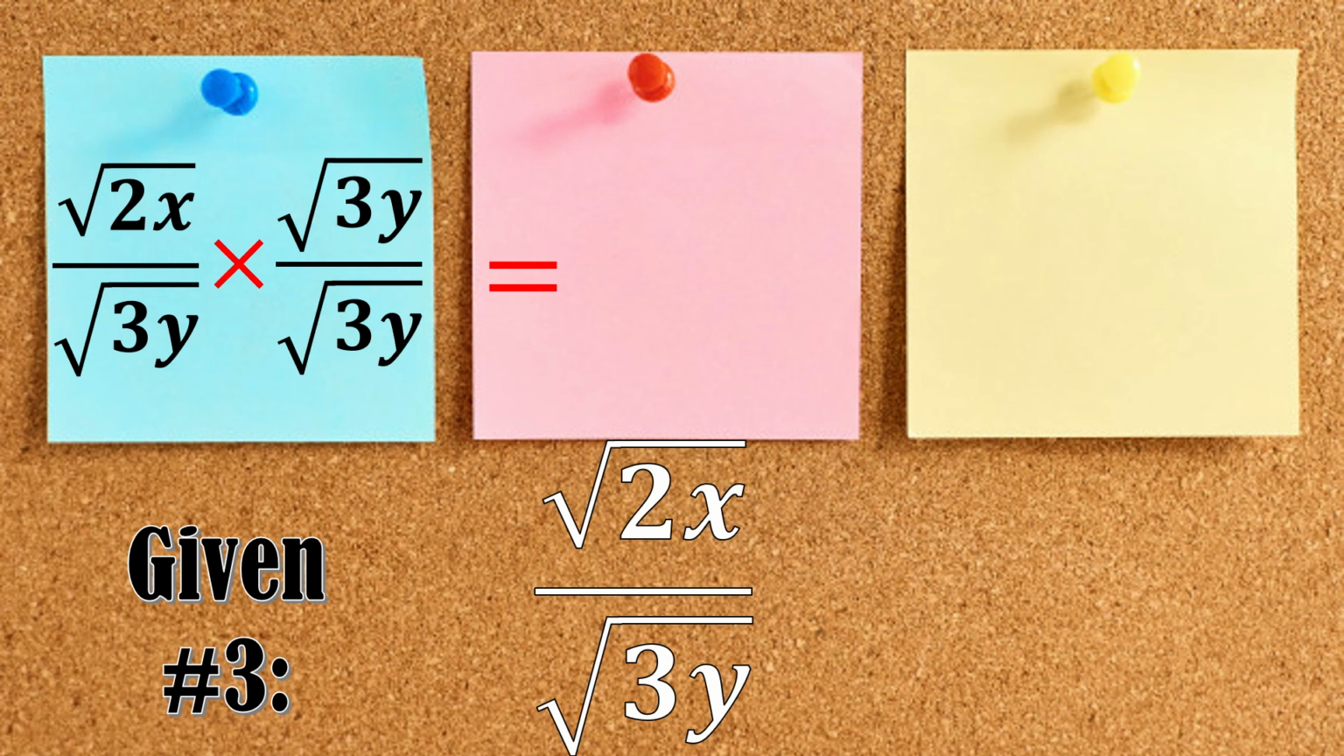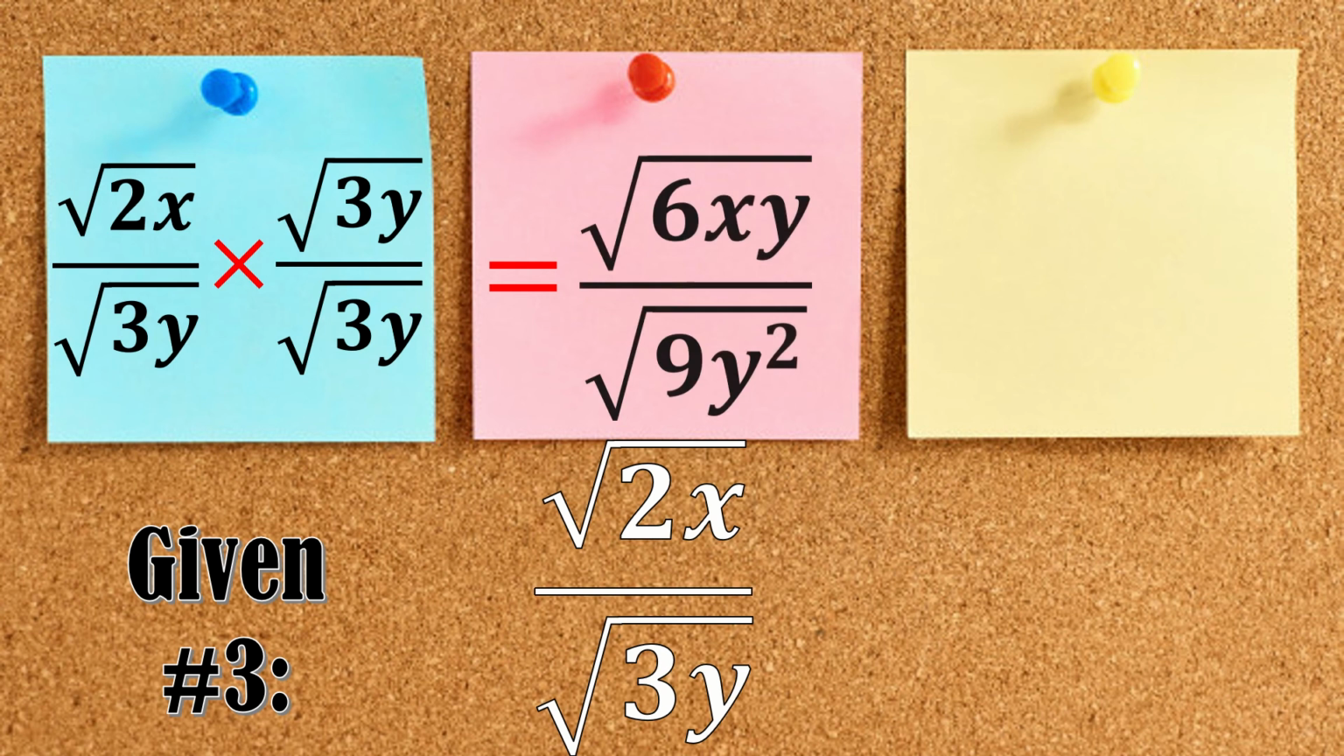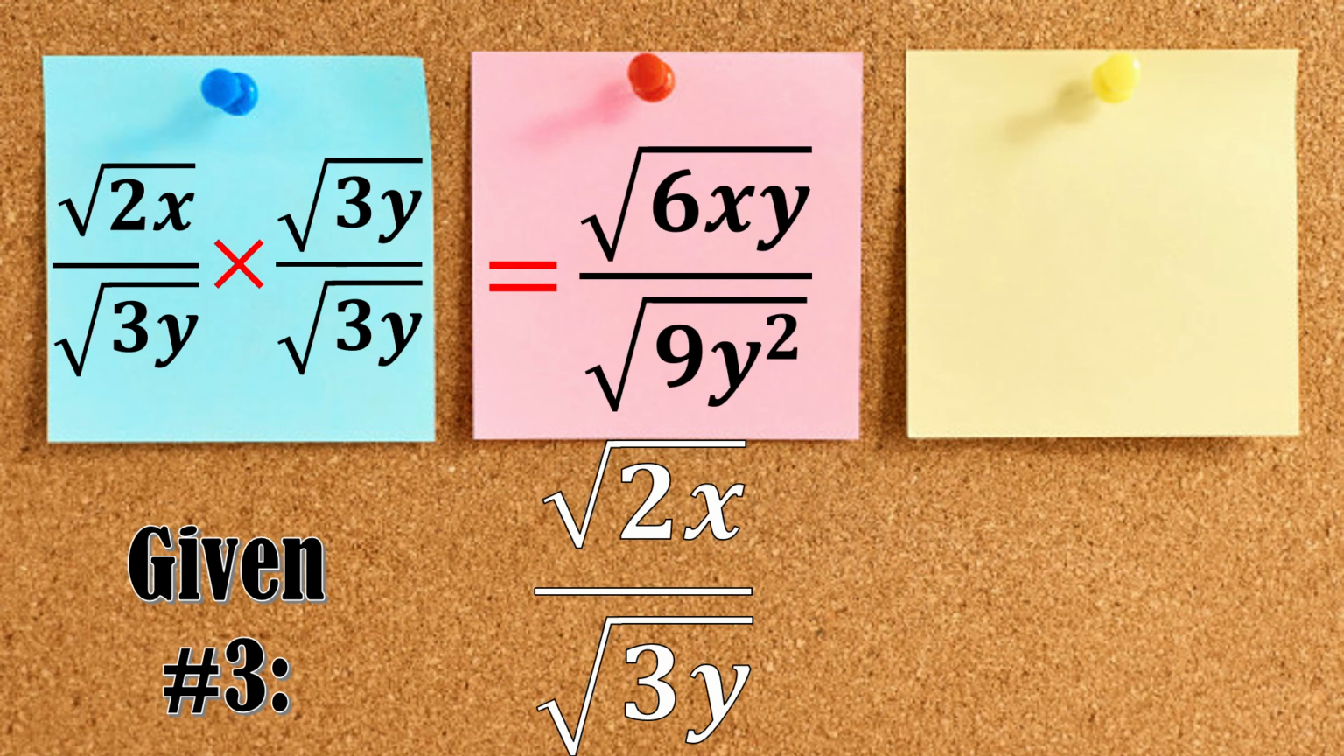Multiplying the numerator to numerator, square root of 2x times square root of 3y, that is square root of 6xy, since 2 times 3 is 6, and then copy x and y. On the denominator, square root of 3y times square root of 3y. 3 times 3 is 9. Then y times y is y squared.